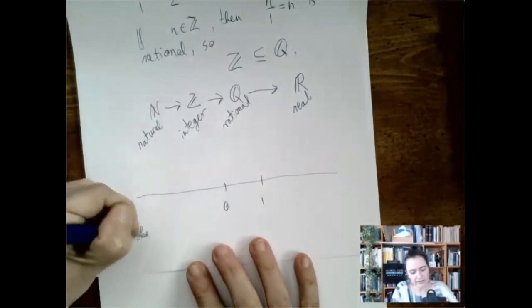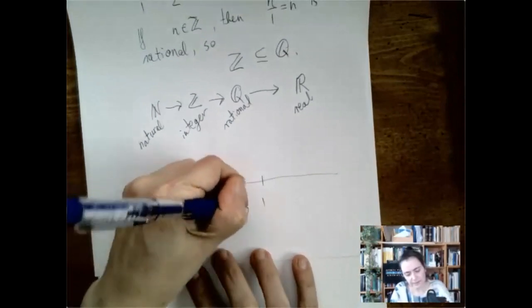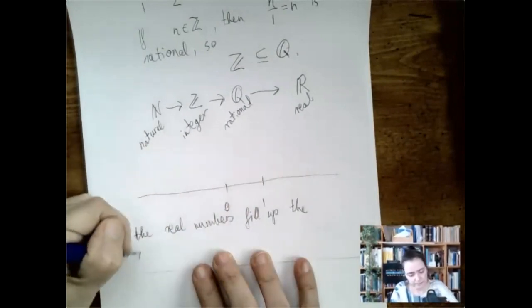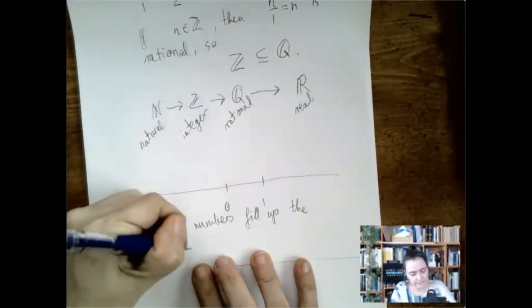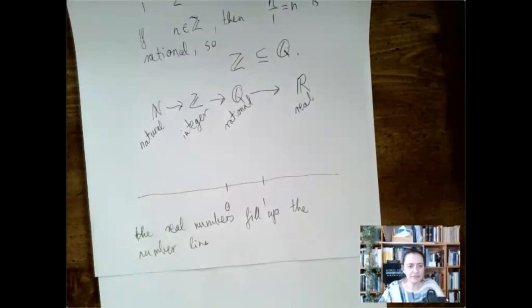The real numbers fill up the number line, not the rational numbers. So there are some weird numbers that are real numbers, and they make the difference. So what kind of a number could be a real number that's not rational? What kind of a number could that be?